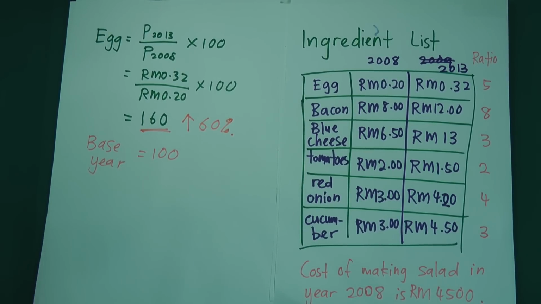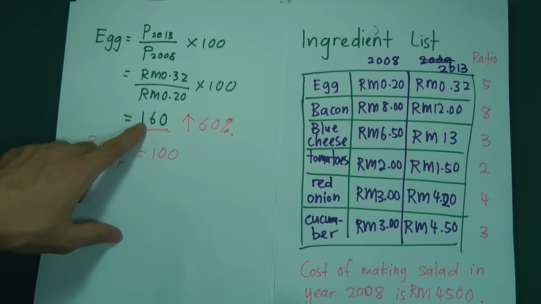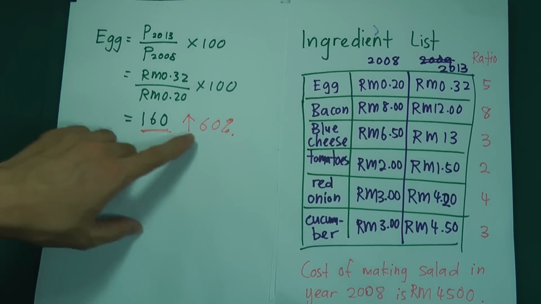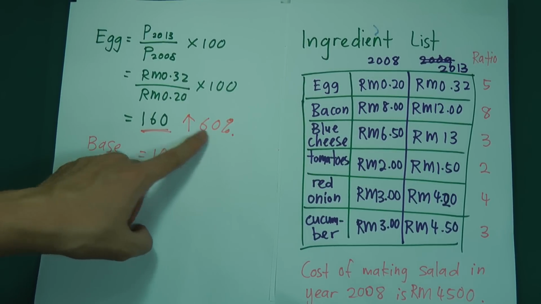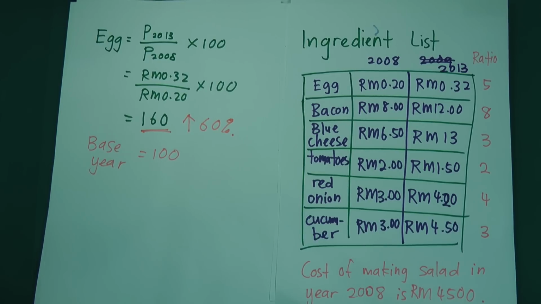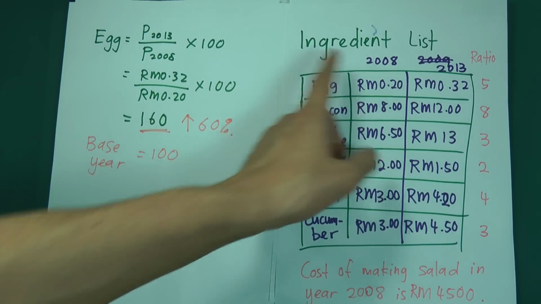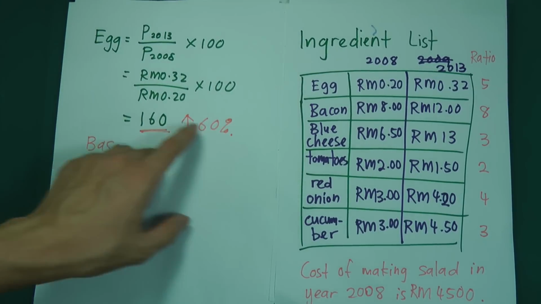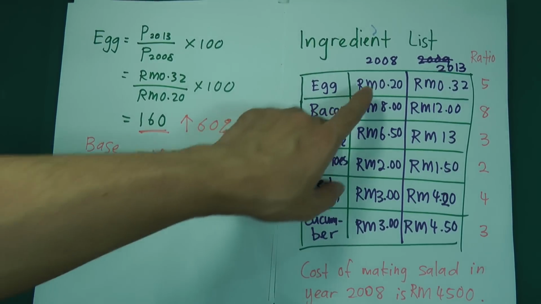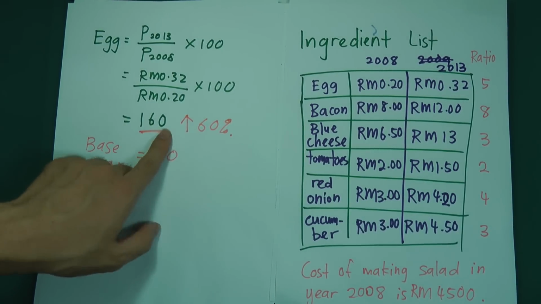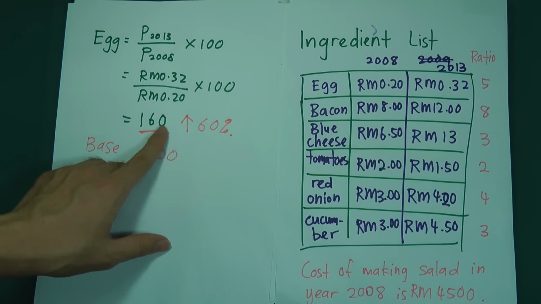So if you got the index number of 160, it means actually the price for eggs has already increased 60% compared to 5 years ago. Because in year 2008, this is 100%. After you calculate the price index, you got 160, meaning from 2008 to 2013 the price increased 60%. This is the meaning when you got 160.